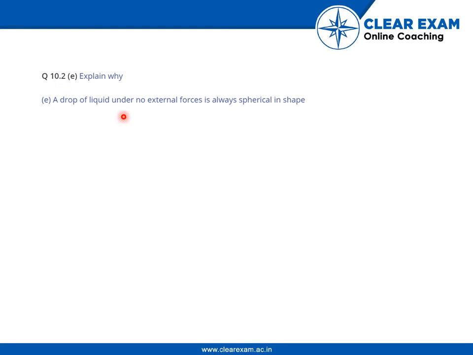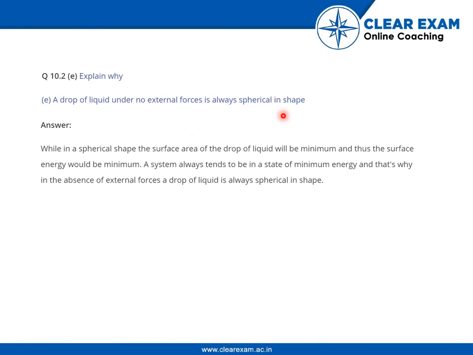Explain why a drop of liquid under no external forces is always spherical in shape. In a spherical shape, the surface area of the drop of liquid will be minimum, and thus the surface energy would be minimum. A system always tends to be in a state of minimum energy, and that's why in the absence of external forces, a drop of liquid is always spherical in shape.